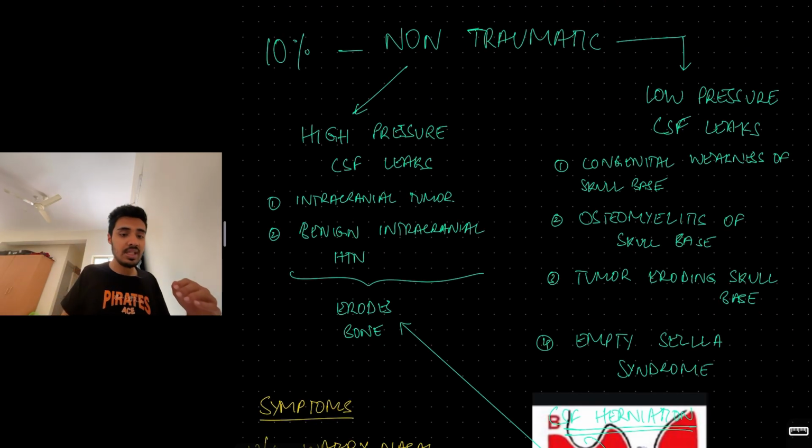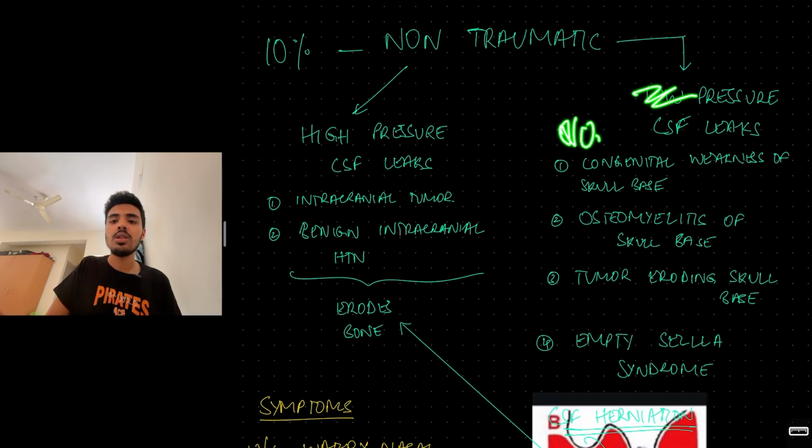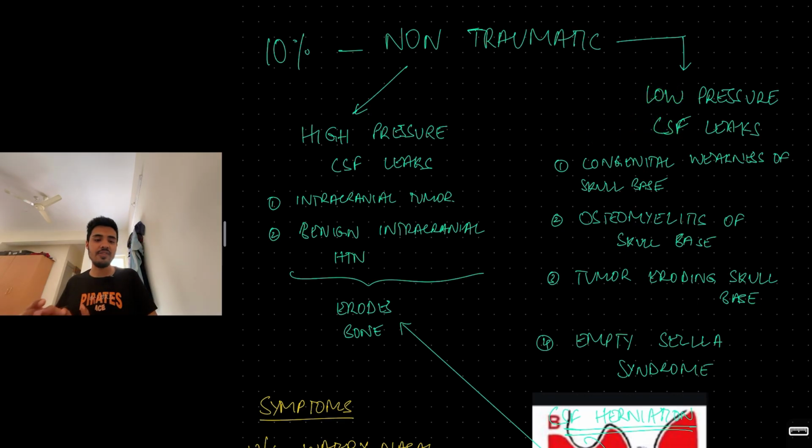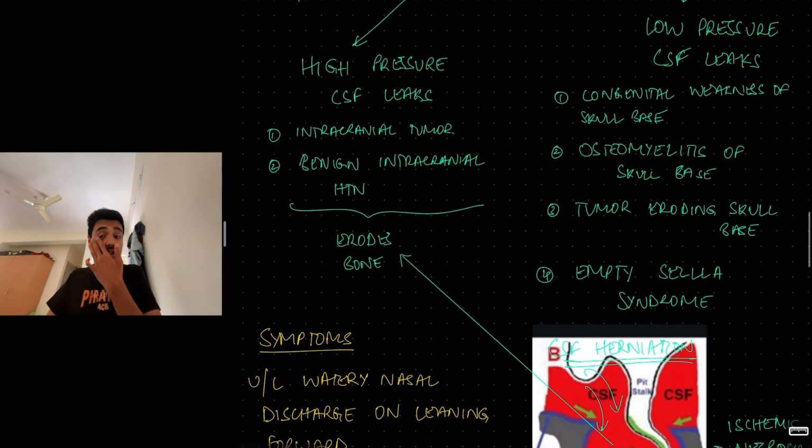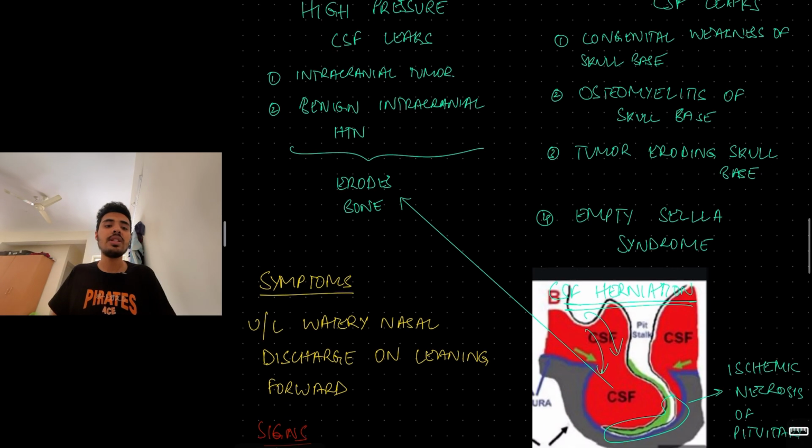High pressure CSF leak causing bone erosion, such as benign intracranial hypertension or any intracranial tumor, or it could be low pressure, actually not low pressure, normal pressure CSF leaks, which can be because of congenital weakness of the skull base, or any osteomyelitis of the skull base, or any tumor eroding the skull base, or empty sella syndrome where CSF herniates into the sella turcica. So this is about etiology.